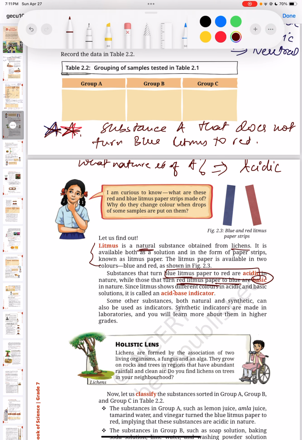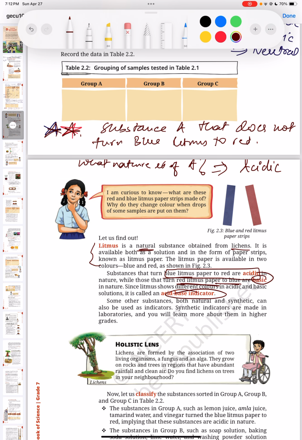All right, and because litmus can differentiate between acidic and basic substances, that's why it's called an acid-base indicator. Okay, right. Now remember that indicator is a very general term. Indicator just means something that indicates, right? Okay, and acid-base is not just one classification of substances. There are many other classifications. For example, metal, non-metal classification, right? And one can create essentially any kind of classification that they want to.